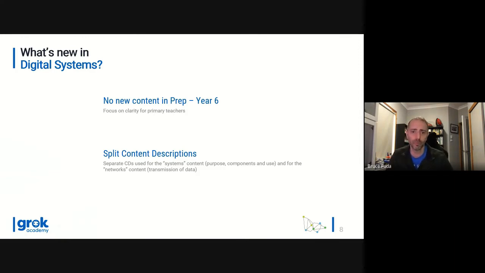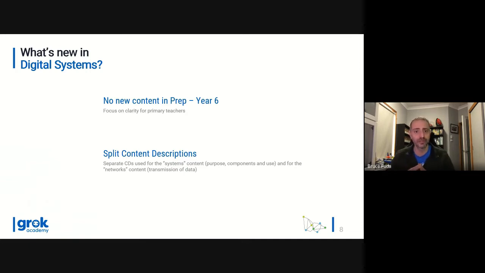Something that I'm sure all primary teachers are going to be excited about is that there's no new content for prep to year 6, but some effort's been made to ensure that the expectations and the content descriptions are far clearer for them to understand. The other thing that's been done is version 8 of the curriculum was quite conservative on the number of content descriptions that it used. And what that led to was you would often get content descriptions that required teachers to cover multiple concepts or ideas that were mashed together, which made it very difficult to understand what the intent was. And so in version 9, those content descriptions have all been split apart.